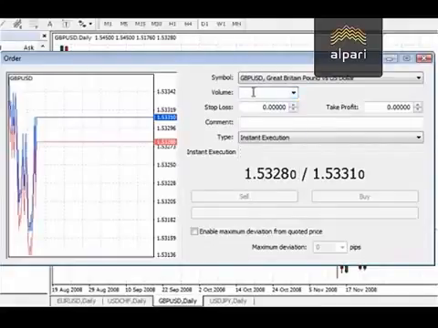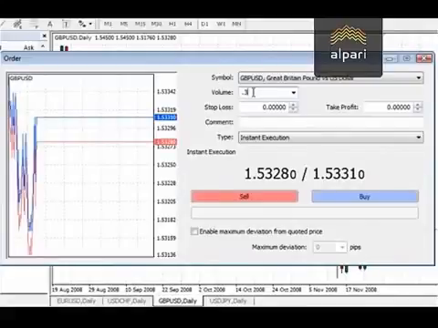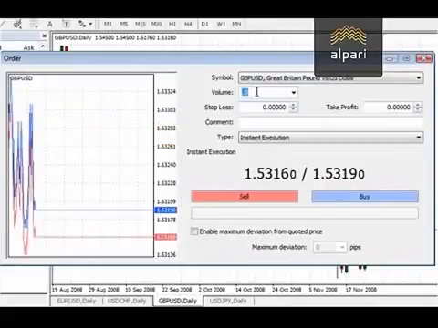Just put your cursor in the volume box and you can type in here. So 0.3 is going to give me 3/10 of a full lot or 3 mini lots. So I've now set my trade size, or my trade volume, at 0.3 or 3 mini lots. That's 3/10 of a full lot.